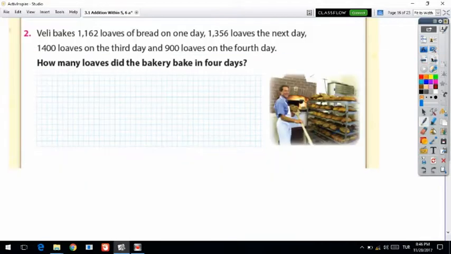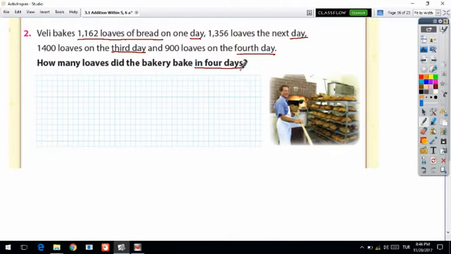Okay, now let's look at the next word problem. Veli bakes 1162 loaves of bread on one day, 1356 loaves the next day, 1400 loaves on the third day, and 900 loaves on the fourth day. So how many days do we have? One day, next day, third day, and fourth day. We have 4 days. How many loaves did the bakery bake in 4 days?